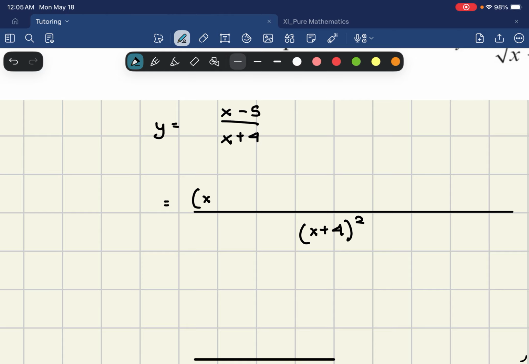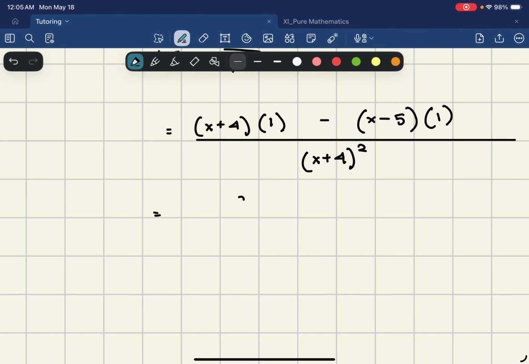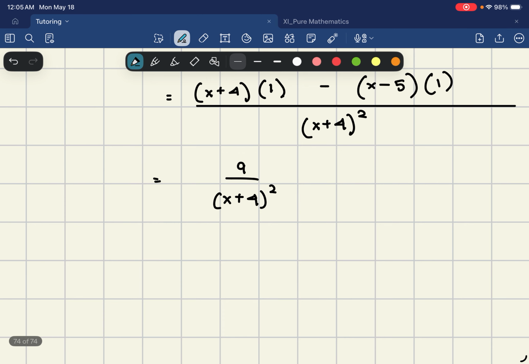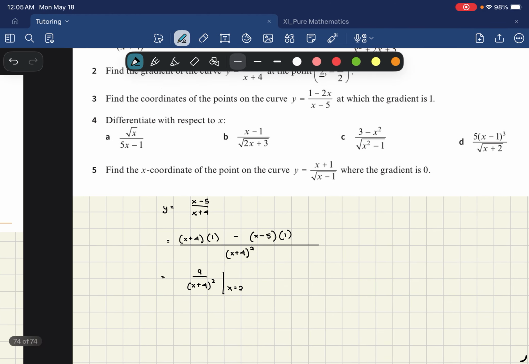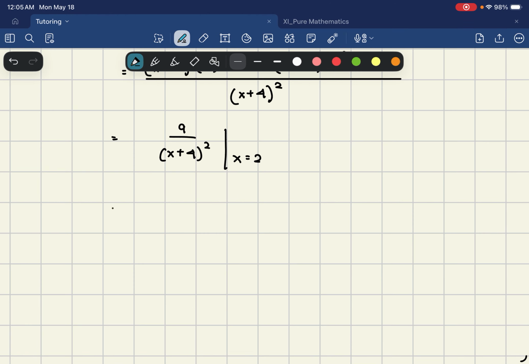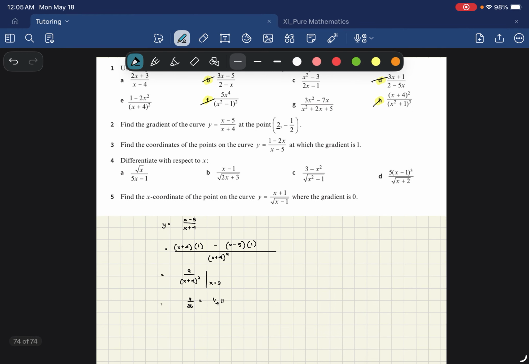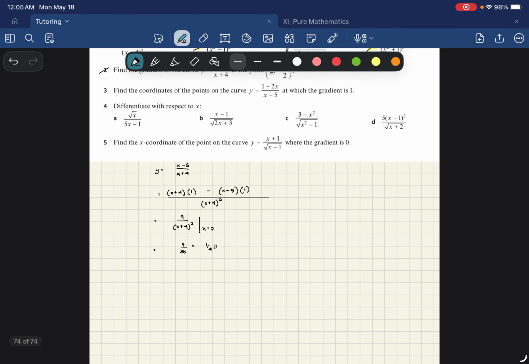V squared, keep v. du by dx is going to give me 1, right? If you differentiate your numerator, you're going to get 1. Minus (x minus 5). You keep your numerator. You differentiate the denominator, you're going to get 1 again. So you are going to get 9 over (x plus 4) squared if you simplify the numerator. I encourage you to think about this. And now you want to substitute x equals 2, I believe, from the question, right? So now if you do so, you get 9 over 2 plus 4 is 6. 6 squared is 36. So that is going to give you 1 over 4 to be your solution. And we are done with 2.